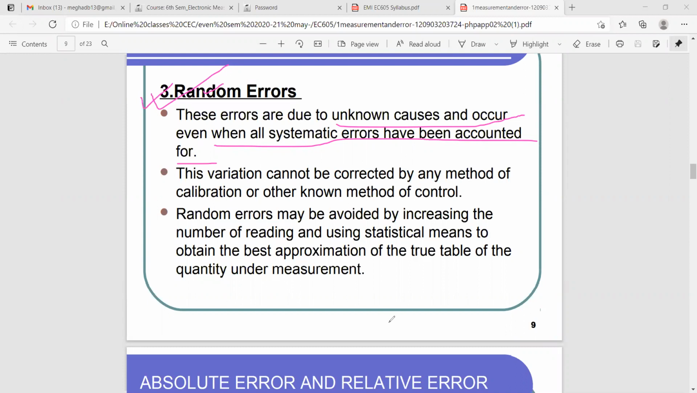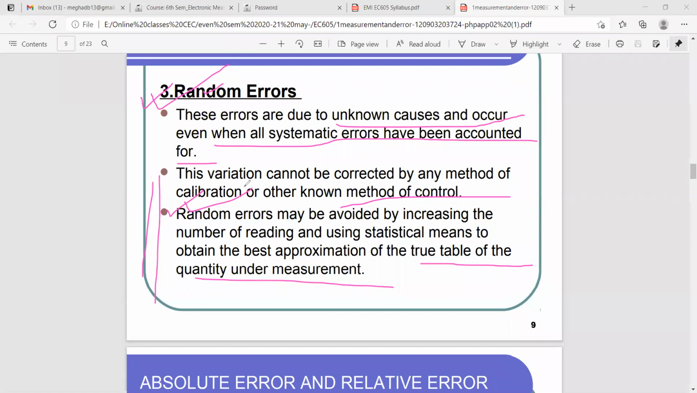So this variation cannot be corrected by any method of calibration or other known method of control. They may be reduced by increasing the number of readings and using statistical means to obtain the best approximation of the true value of the quantity under measurement. So according to this, these are random errors.